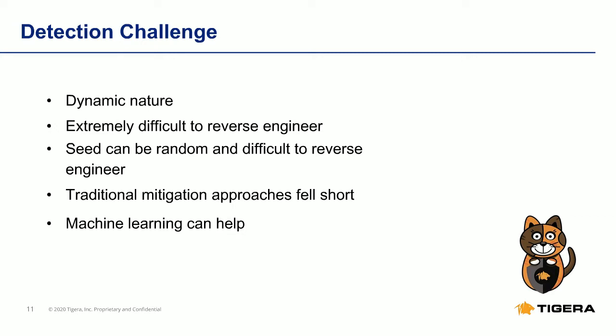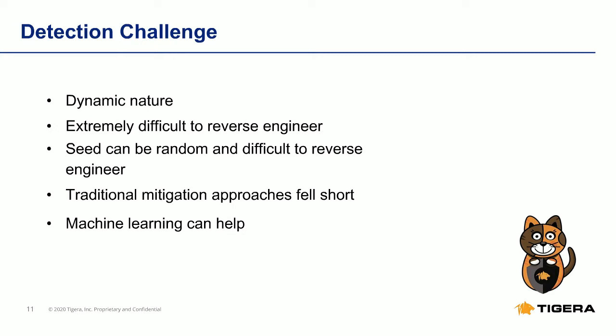Another thing is that taking a seed out of malware is extremely difficult. Even if, let's say for assumption, you were able to reverse engineer the malware and you took the seed out of the malware, you would still have to blacklist hundreds of thousands of domains which are not even registered yet. So this is where our traditional mitigation approaches fail really miserably.